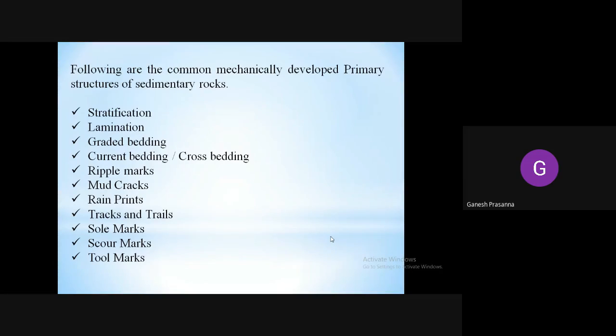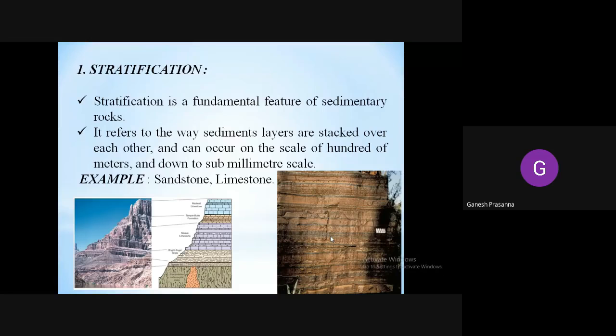Let us look at all of them individually. So what is stratification? Stratification is a fundamental feature of a sedimentary rock. It refers to the way the sediment layers are arranged one above the other. It can occur on the scale of hundreds of meters or even a millimeter scale also.